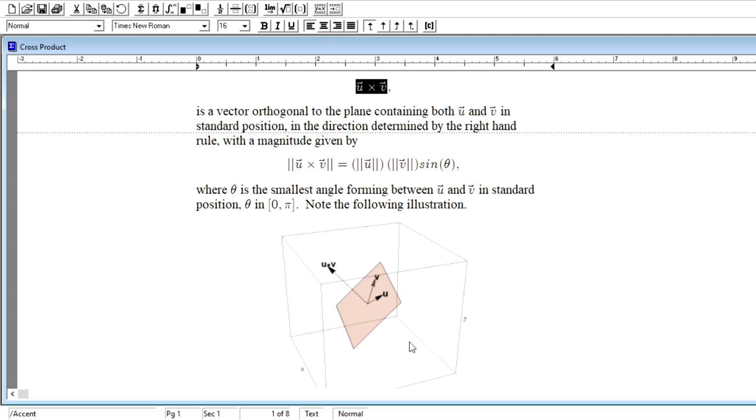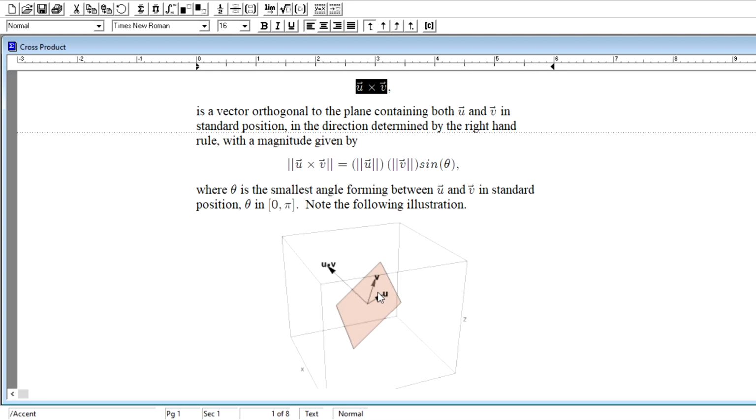If I was to consider moving to the other side of the plane, below this plane, that's where I would have to be to place my right hand against the plane, where my fingers would curl from v to u through that angle measurement theta. And as my right hand is placed so that my fingers curl from v to u through theta, theta being the shortest angle, my thumb would actually point in the opposite direction of what this vector is currently pointing.